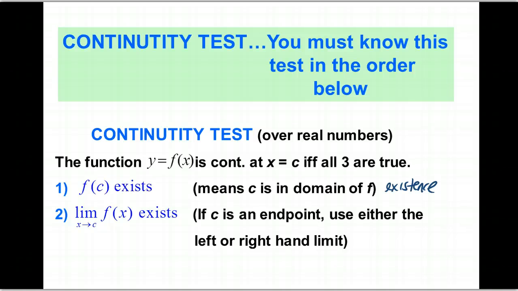Number two, the limit as x goes to c of f of x exists. And that just means that when you look at the limit from the left and the limit from the right, the y value is the same. So the limit has to exist. And if it's an endpoint, you use either the left or the right hand limit for that. And then the last one, important, they have to be equal to each other. The y value at c has to equal the limit at c. And that's the continuity test. Know everything in blue.